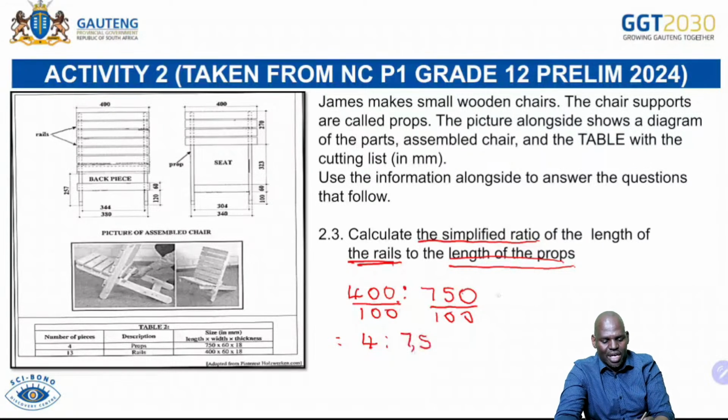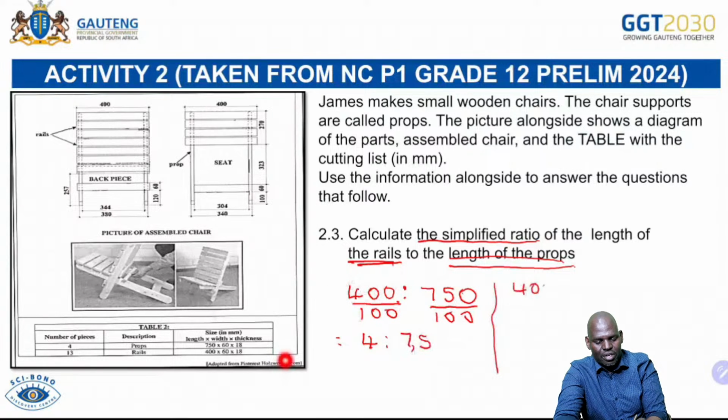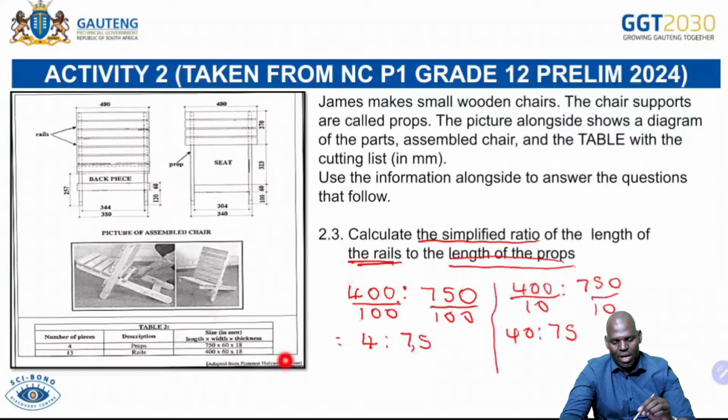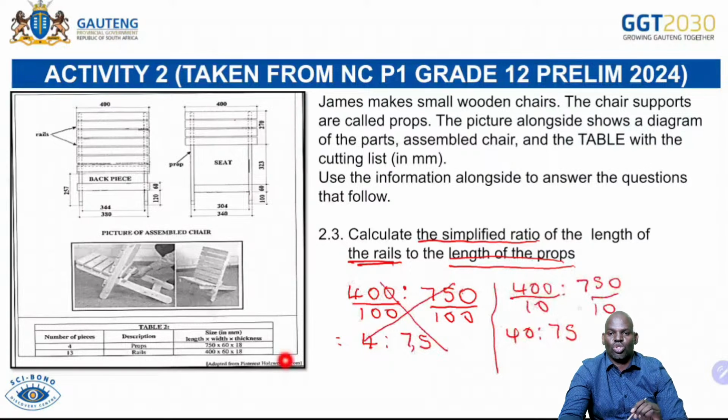Or we could have divided by 10. If we divide by 10, we say 400 is to 750, and then we get 40 is to 75. This is actually the answer we're looking for, because we have to divide by a number that goes into 400 and also into 750. Sorry about this one. We're not supposed to divide by 100, we're supposed to divide by 10. 400 divided by 10 we get 40, and 750 divided by 10 we get 75. So the answer is 40 is to 75.